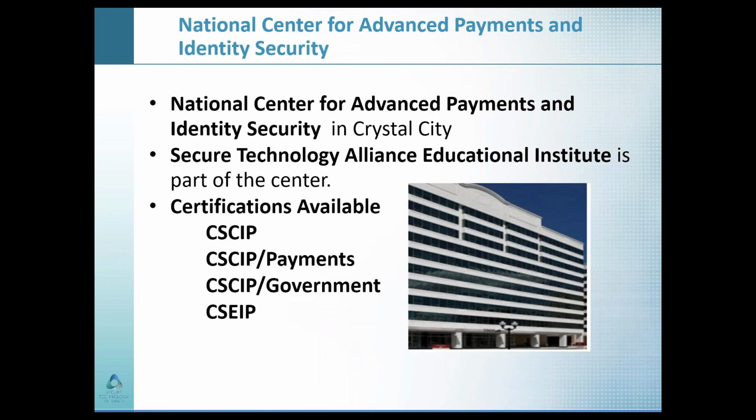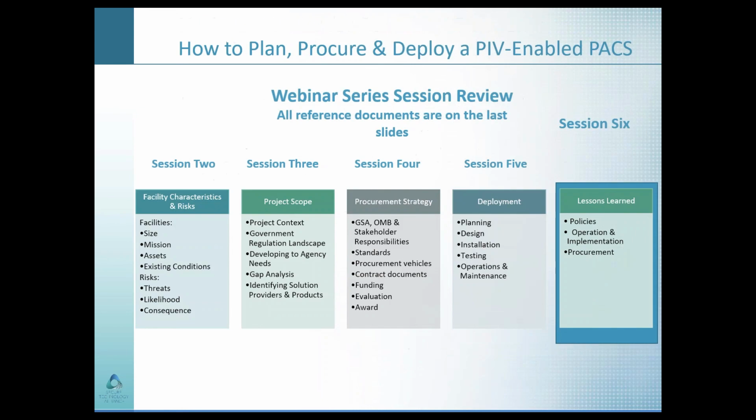CSCIP-G for government is focused on US-specific topics for PIV, PIV-I, and DoD CAC cards. CSEIP is a 3-day certification that supports the GSA evaluation program. One leg of the evaluation program certifies product. This one certifies people. A growing number of agencies require the CSCIP certification for companies and people to qualify to even bid on PACS projects.